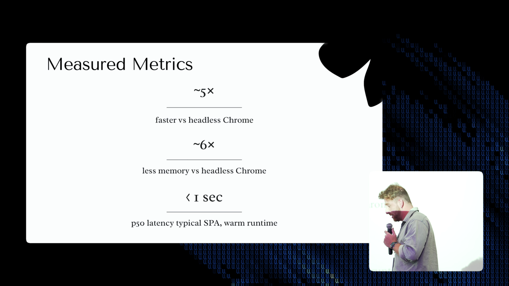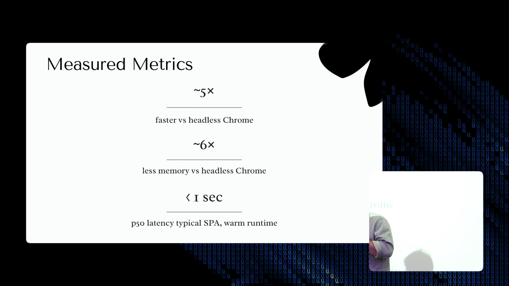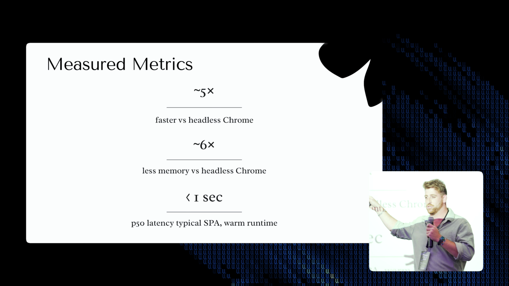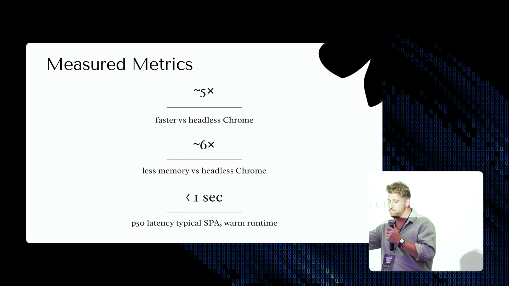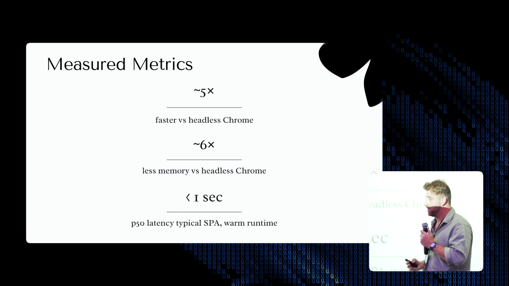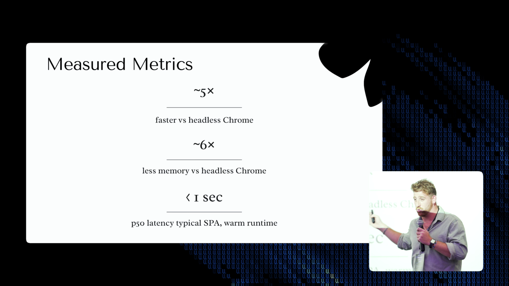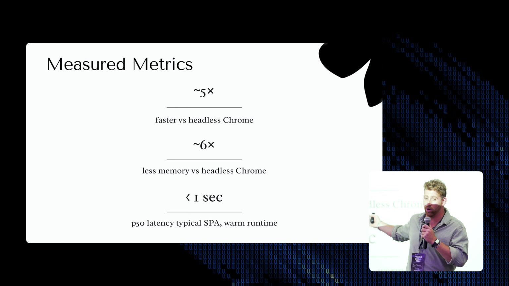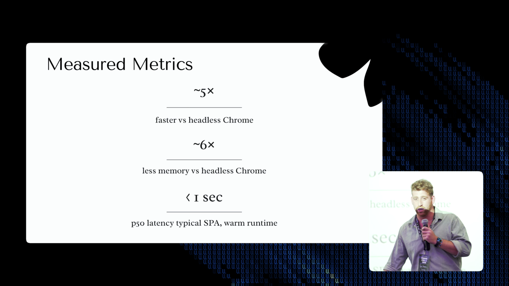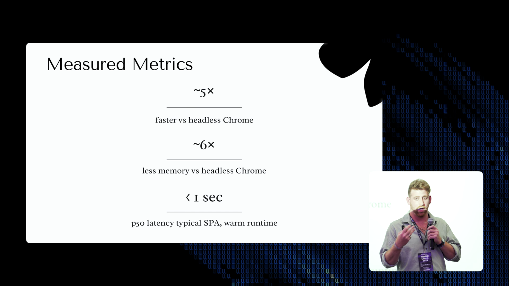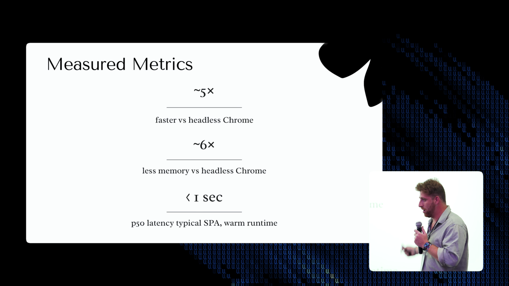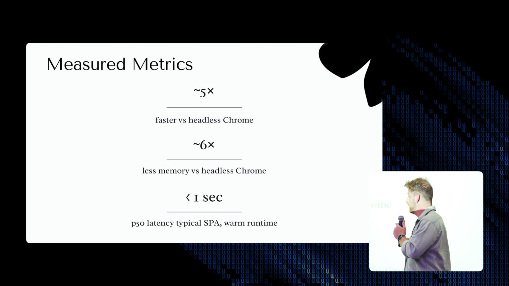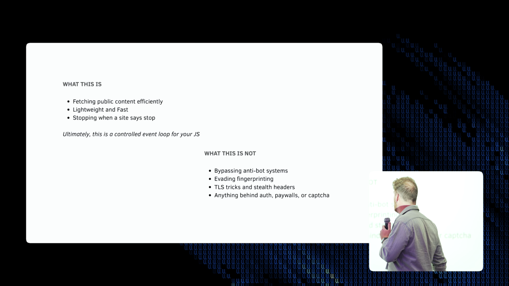And something that I measured in my research is that it's like 5 times faster than Chrome. You don't need to load the page, you don't need to load the browser, everything. It's just fast. It's a lot less memory. And the most important one, P50 is less than 1 second. So I can get the full content of a JavaScript rendered page in about half a second. And that's kind of crazy. When I did it, it was amazing for me.